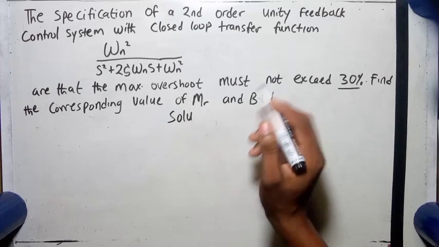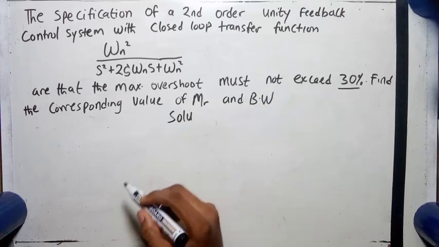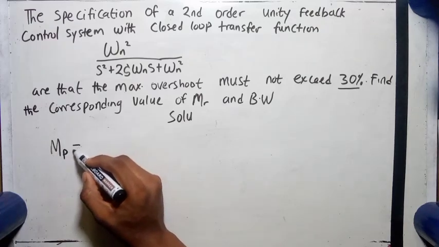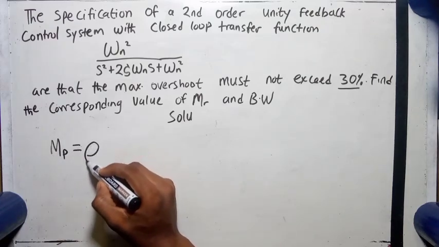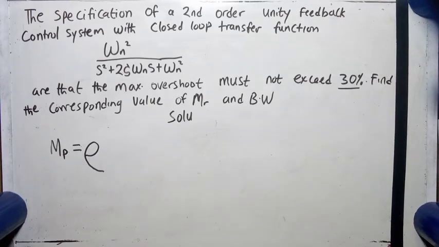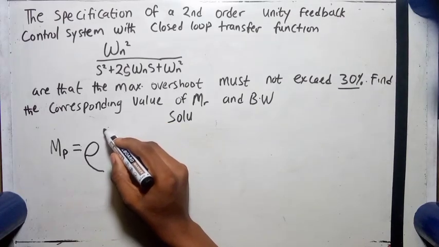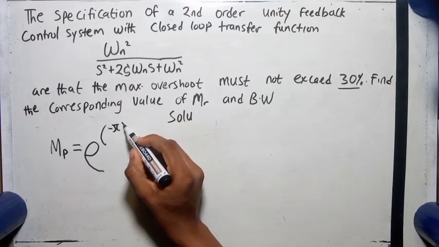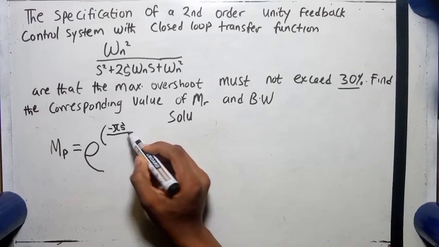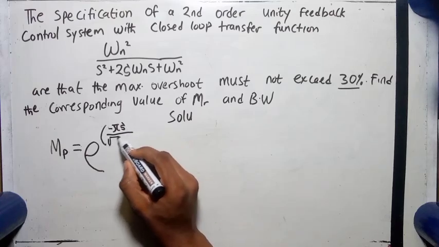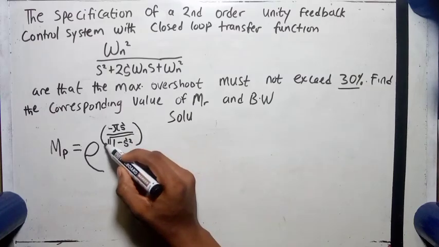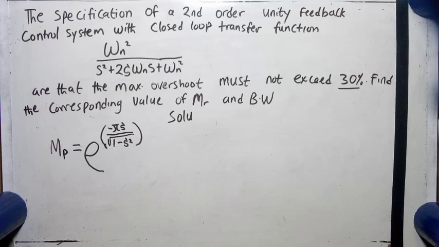The first thing we are going to do is to write down the formula for our maximum overshoot, presented as MP. Now this is equal to exponential, in brackets, that's the power, minus pi multiplied by zeta over the square root of 1 minus zeta square. So this is the expression for your maximum overshoot.